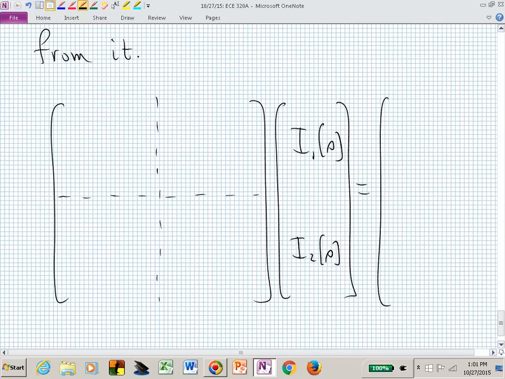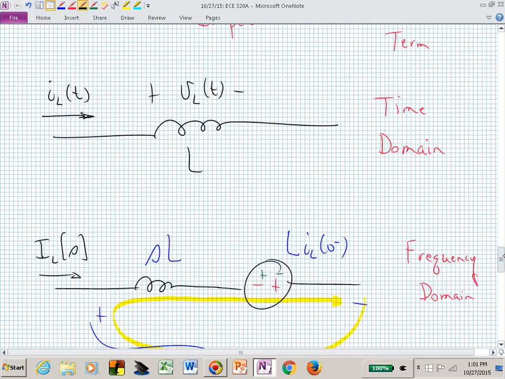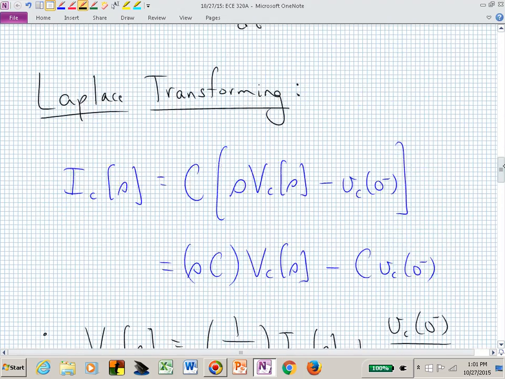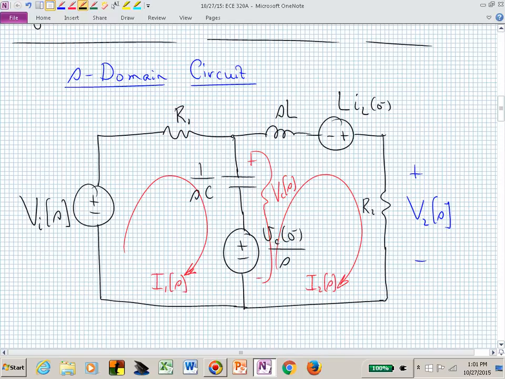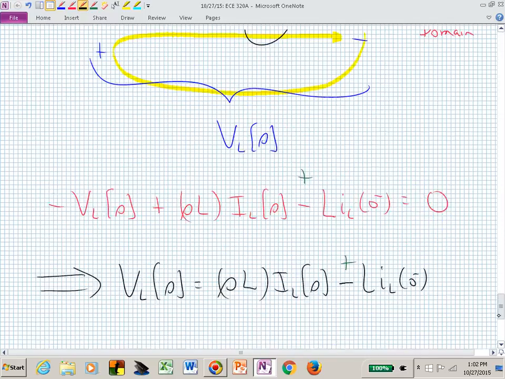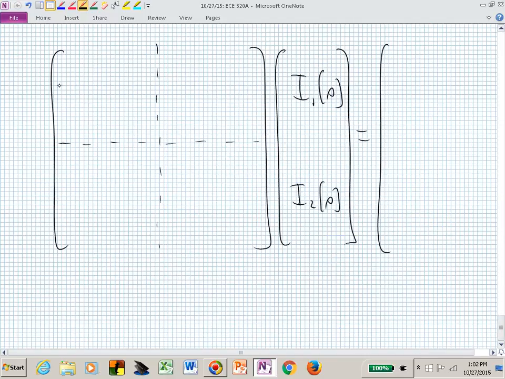In the 1-1 entry, or in the upper left, all I need to do is go back to my circuit and say, since I do not have any dependent voltage sources, I can simply look at the impedances that mesh 1 touches, and write those down in the 1-1 entry. The sum of those impedances. What touches I1? R1 and 1 over SC. Let me write that down. I now have R1 plus 1 over SC.